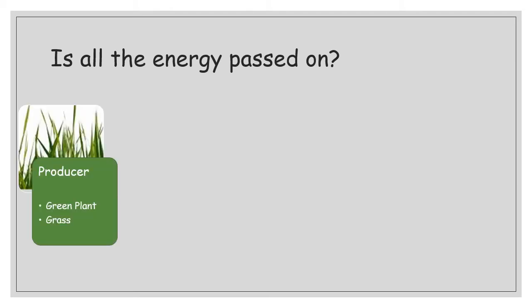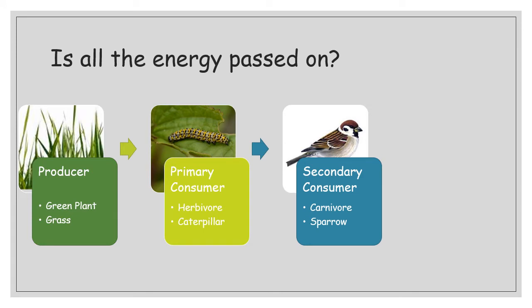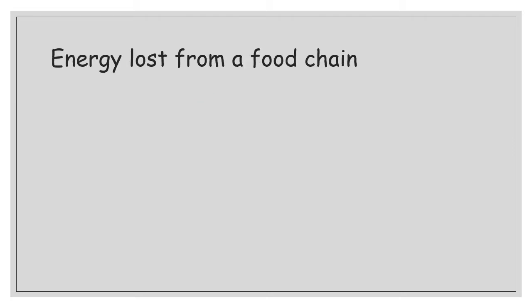Is the energy passed on, say from a producer, in this instance, a green plant, grass, going on to the primary consumer? That's a herbivore, or particularly a caterpillar eating that grass. Those caterpillars are then eaten by a secondary consumer, which is a carnivore because it's eating just animal material. It's a sparrow. And a tertiary consumer, the sparrowhawk, which is also a carnivore. But does that sparrowhawk, the tertiary consumer, get all the energy from that green plant, the producer, right at the start of the process? The simple answer to that question is no.